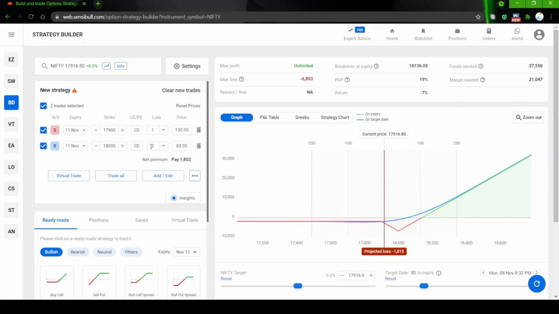So we are buying two lots. So 83 plus 83 is 166 rupees. So 166 rupees we are paying out, but we are collecting only 130 rupees. So the remaining money, we are paying to the market. So the net premium we are paying is 1802 rupees, but your maximum loss is still higher. That is what I am trying to explain, because there is a strike difference here.